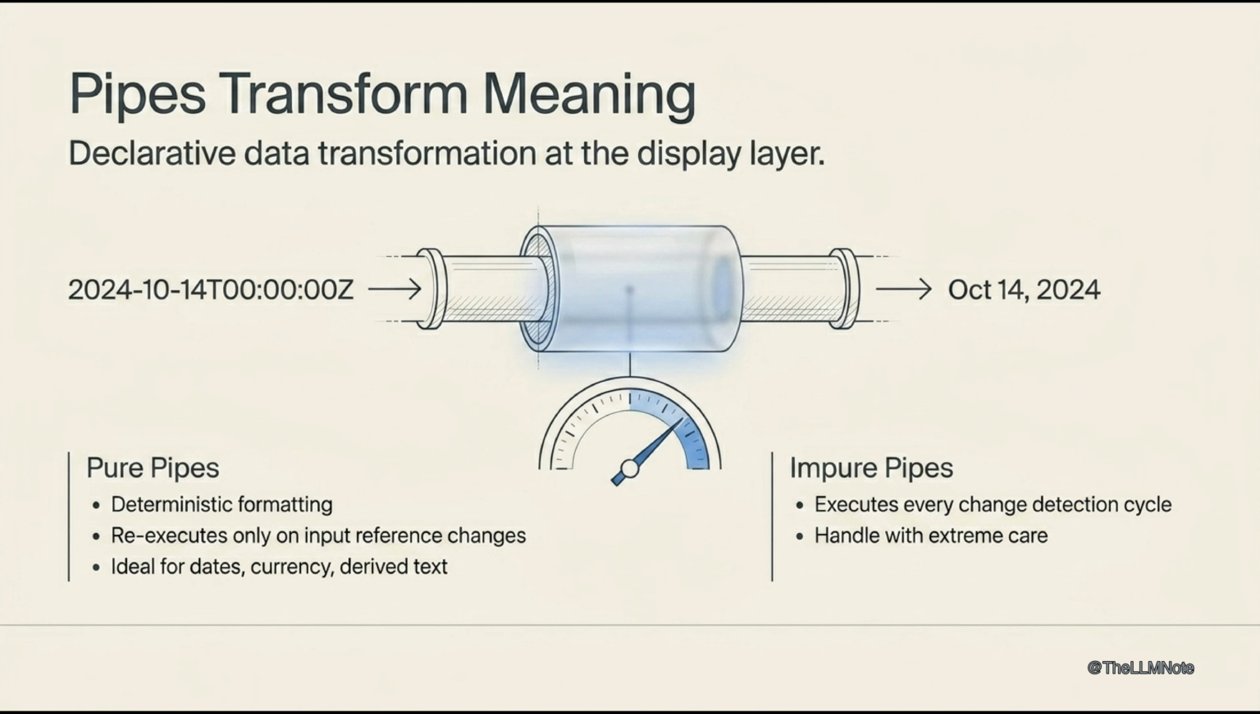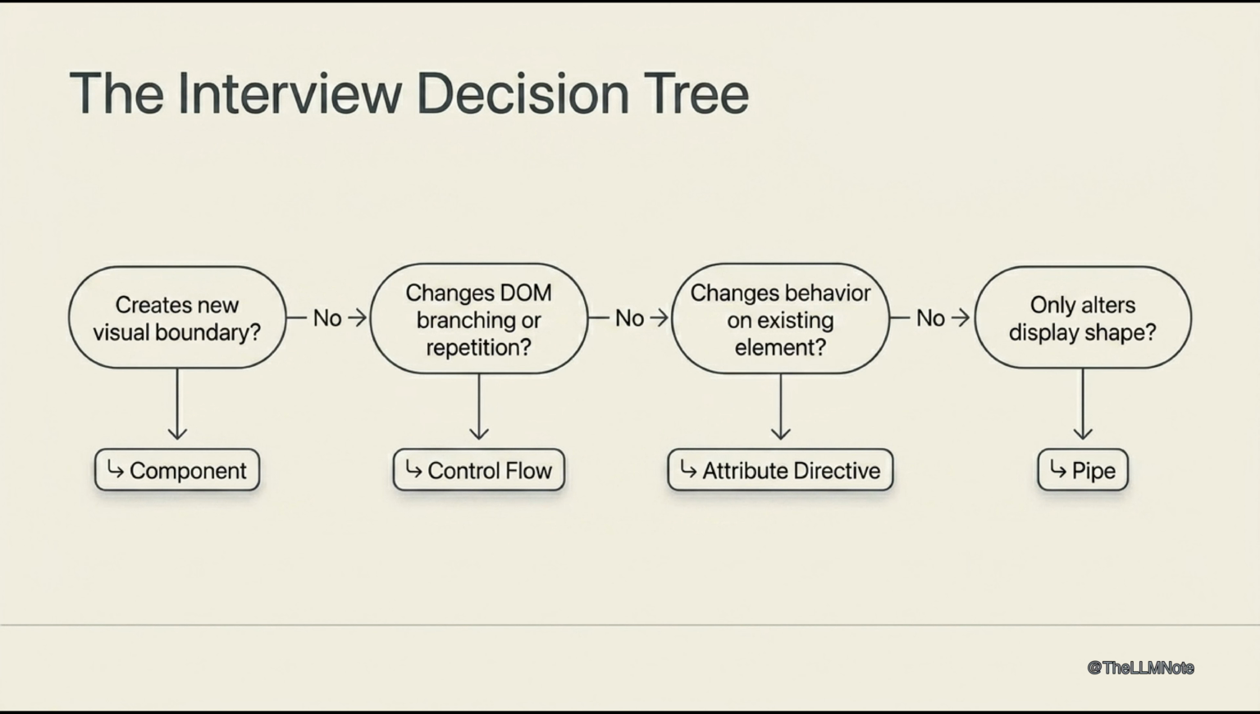The interview decision tree. The interview workflow is a decision tree first. Ask whether the feature creates a new visual boundary. If yes, build a component. If not, ask whether it changes DOM existence, branching, or repetition. If yes, use control flow or a structural directive. If not, ask whether it changes behavior on an existing element. If yes, use an attribute directive. If the only problem is display shape, write a pipe. This answer sounds simple because it is structured.